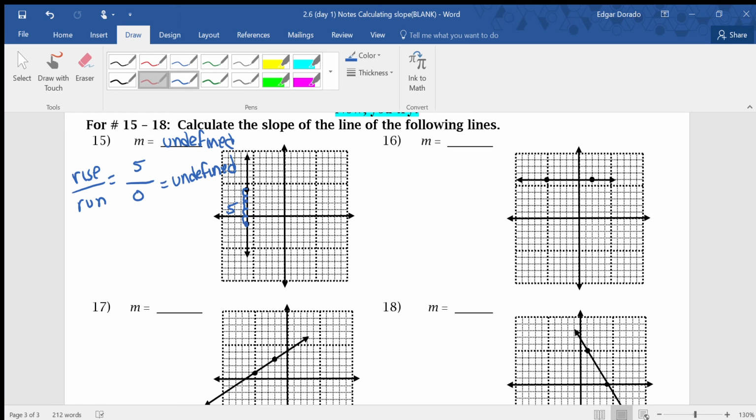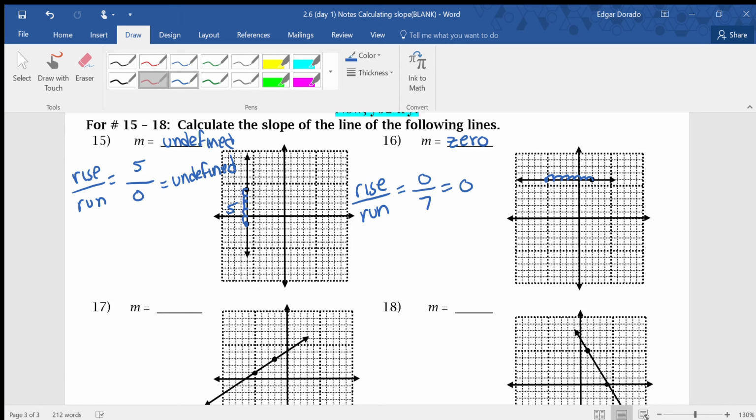Okay, number 16, same thing. Rise over run. I'm going to start from the point furthest to the left. My rise, well, I don't have to go up or down at all. I just have to go to the right to get to the other point. So I'm not going to have a rise, but I will have a run. 1, 2, 3, 4, 5, 6, 7. 0 over 7, that just equals 0. So my slope here is 0.